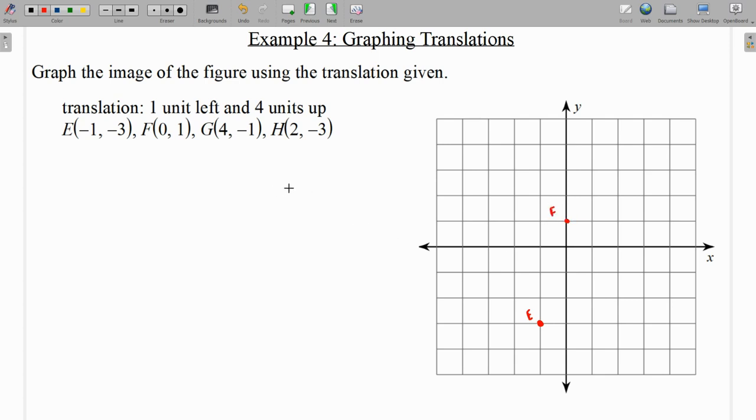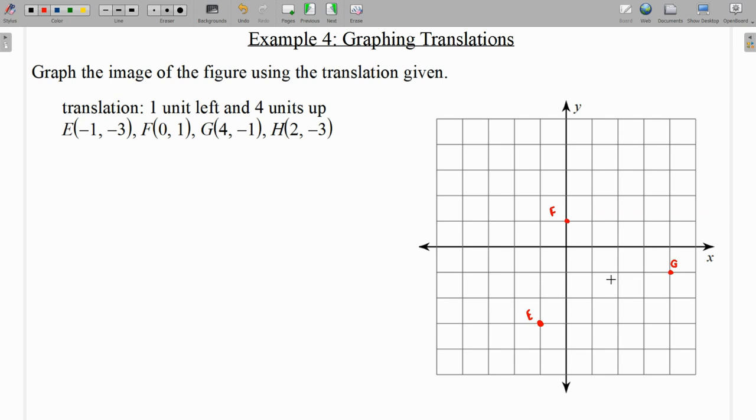My third point, which is G, is going to be at 4, -1. So I start back at the origin again. The first number, 4, is positive, so that means I go 4 to the right. So I go 1, 2, 3, 4. And then I go -1, which means 1 down. So I have a point here, and that's going to be point G.